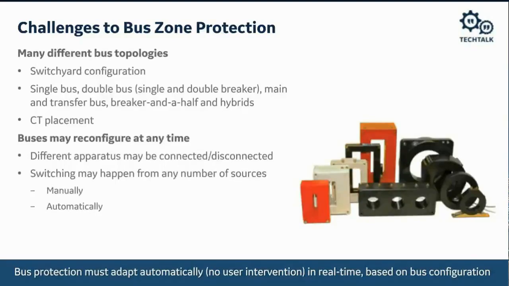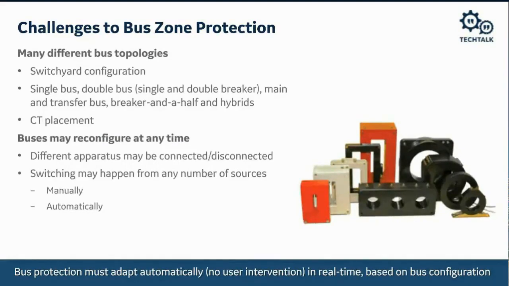Challenges to bus zone protection. An effective bus zone protection scheme should have flexibility to be applied at many different configurations due to the various bus topologies that are applied. We'll discuss some of the more typical topologies as well as the placements of CTs for bus zone protection. For example, there might be only one bus coupler CT, or for live tank breakers, there might be a dead zone because of the placement of the live tank CT.